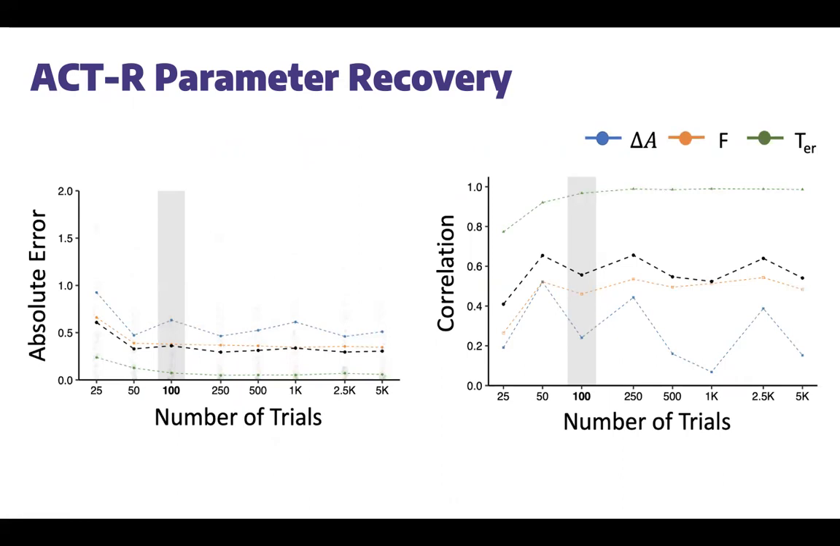Notably, we saw comparable absolute errors and correlations of original versus recovered parameters at trial sizes of 100 trials per simulated participant or greater. Both F, shown in orange, and T error, shown in green, showed a relatively consistent increase in correlation and decrease in observed absolute error as trial sizes increased from 25 to 5,000 trials per participant.